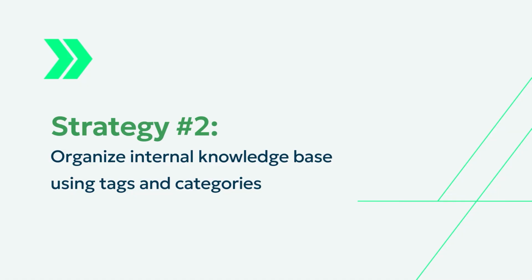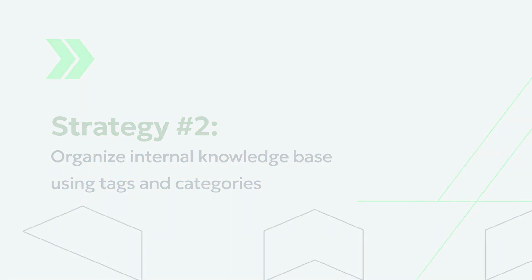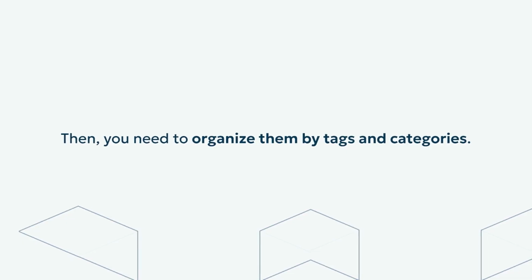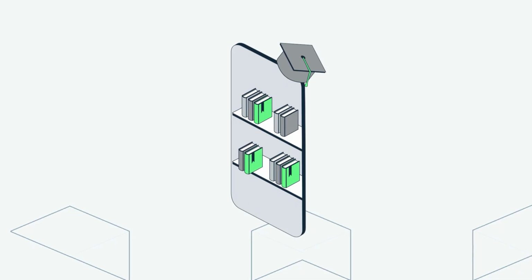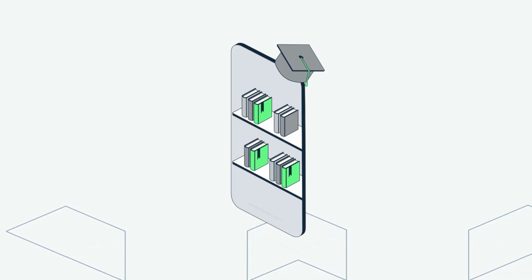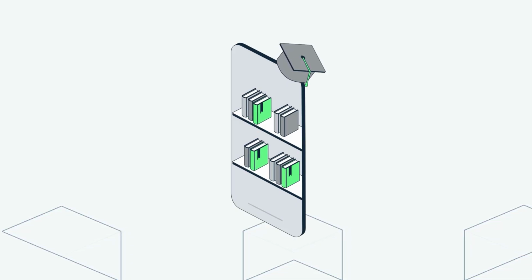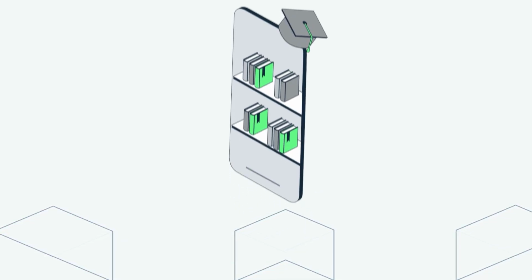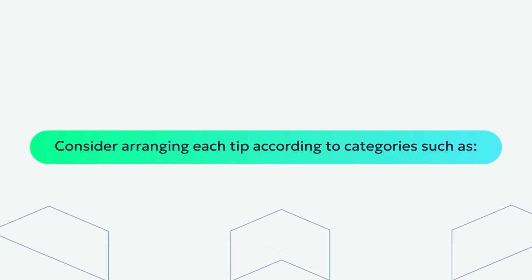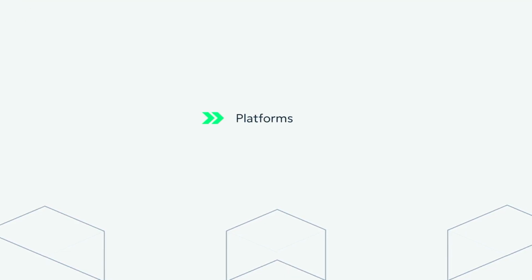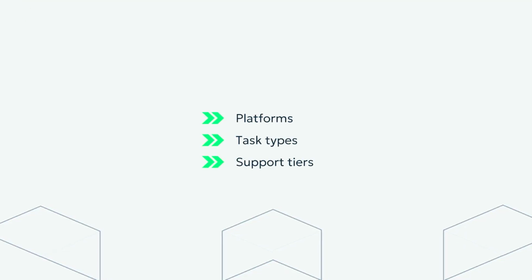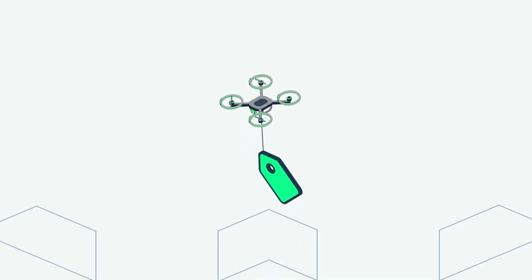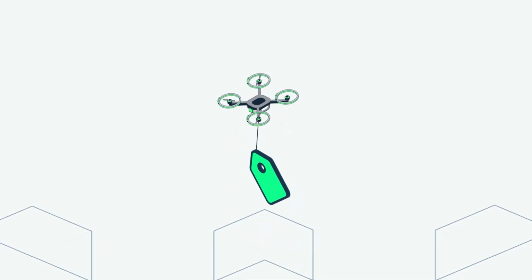Strategy number 2. Organize internal knowledge base using tags and categories. Then, you need to organize them by tags and categories. A well-organized knowledge base should allow users to find specific queries and solutions swiftly, and tags and categories can greatly help technicians narrow down their search. Consider arranging each tip according to categories such as platforms, task types, and support tiers, while using tags to help technicians quickly locate specific issues and solutions.